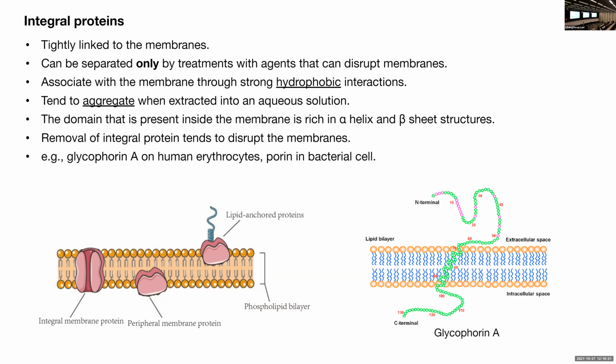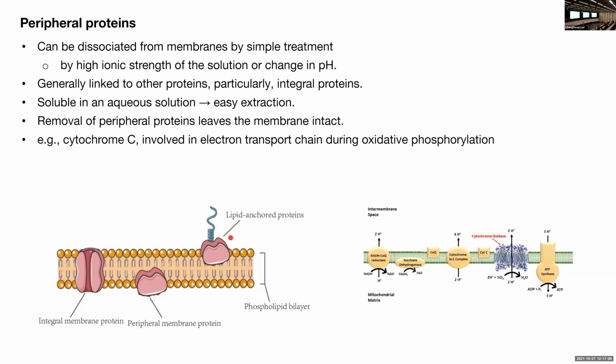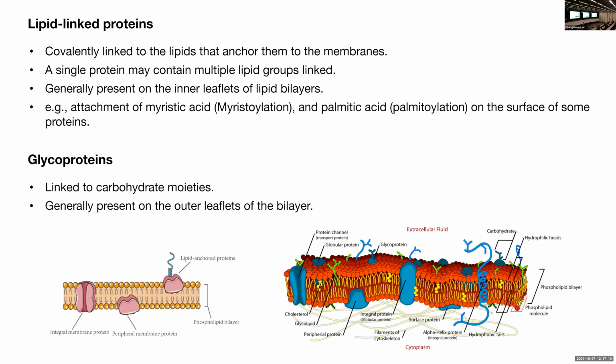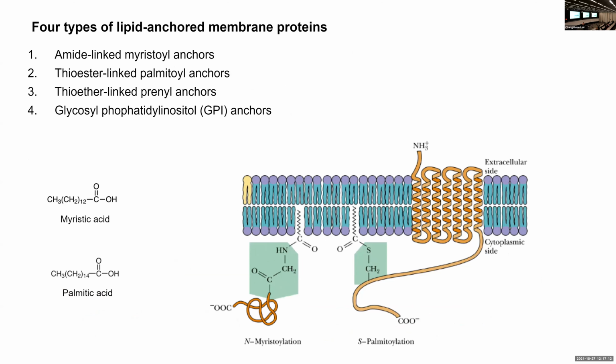And then we moved on to the proteins that are integrated or bound to the membrane. So we talked about integral proteins as well as peripheral proteins, lipid-anchored proteins, and glycoproteins. So these are all about those things. And then we talked about the different types of lipid anchorages. They can use these four strategies, basically, using specifically myristic acid or palmitic acid as an anchor.